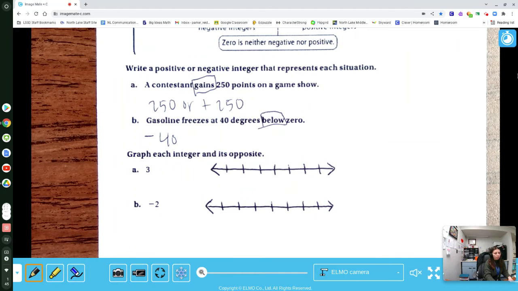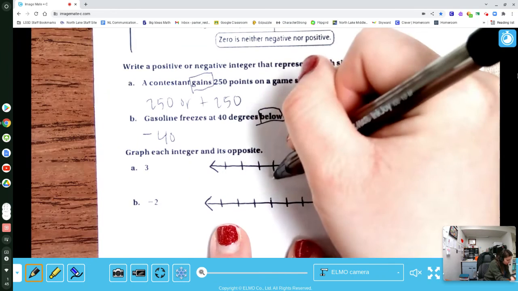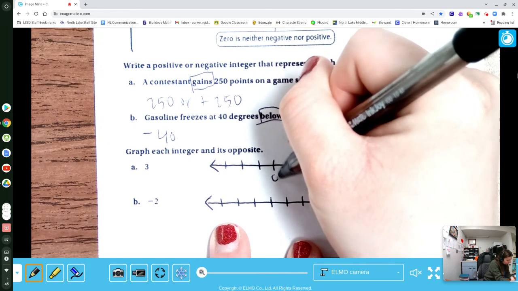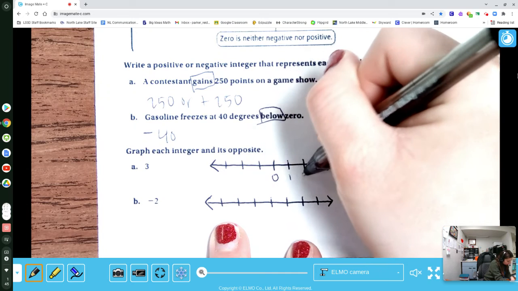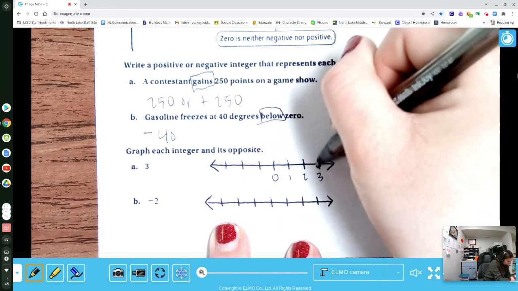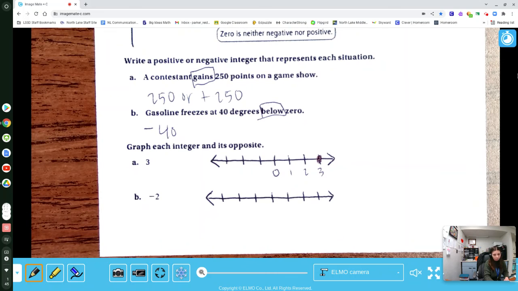All right, our next example, we are going to graph each integer and its opposite. So part A, we're going to start by graphing the integer 3. So I'm going to go ahead and label this number line first. I'm going to put 0 right in the middle, and I'm going to count up by ones. 1, 2, 3. This is 3. Graphing means to put a point on that integer.